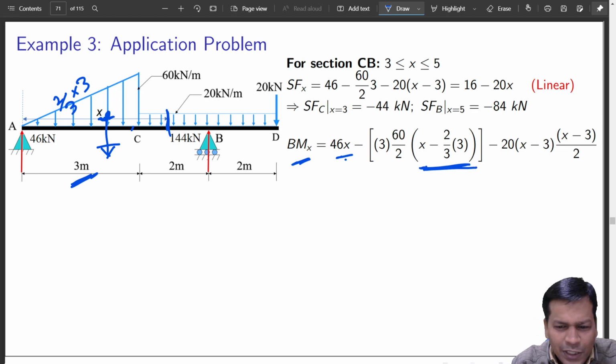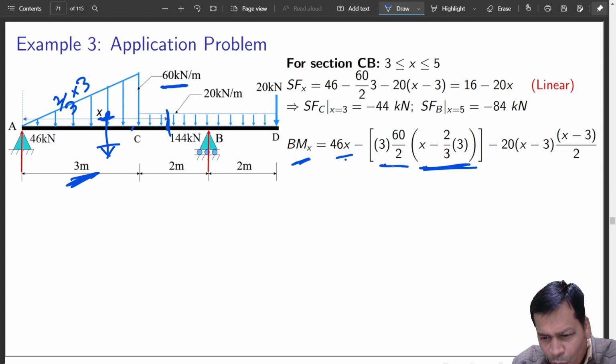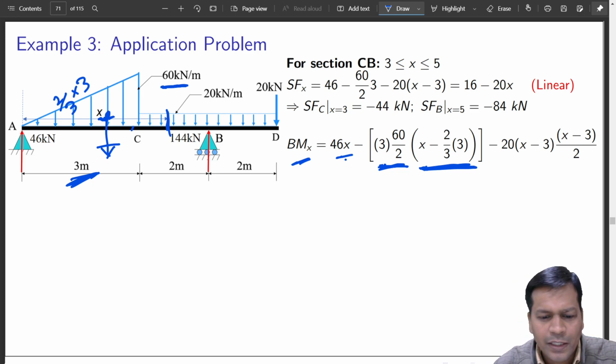And how much is the load that is acting downward? It is mean load variation, 60 plus 0 by 2 into total distance, that is 3. So this is the load, this is the load, this is the distance. You got it? If not, I can come back once again.